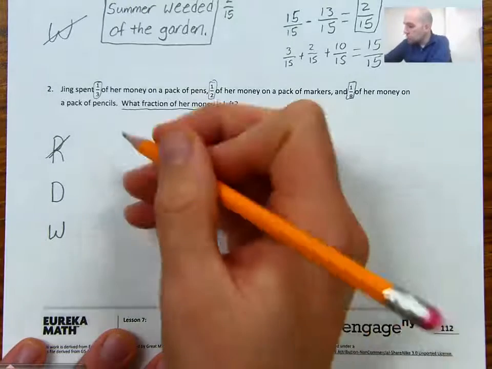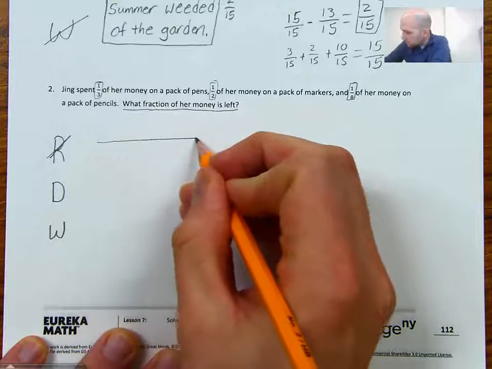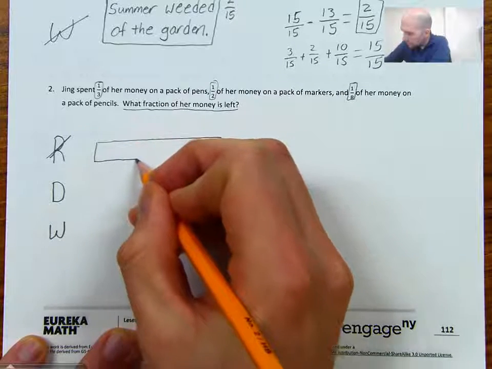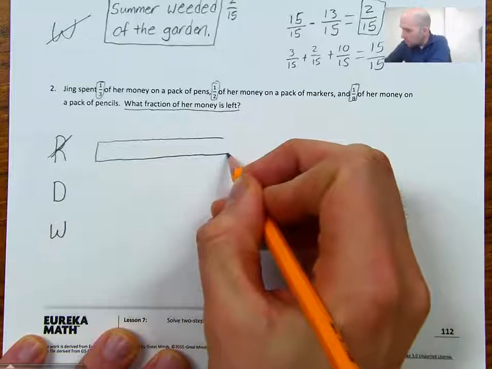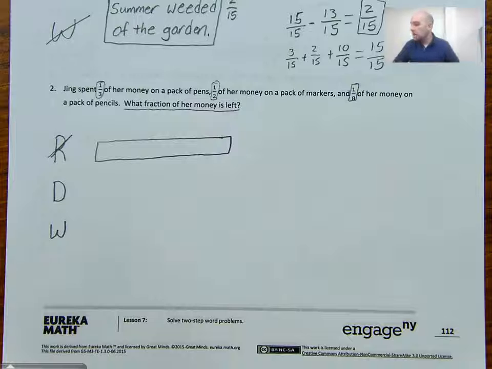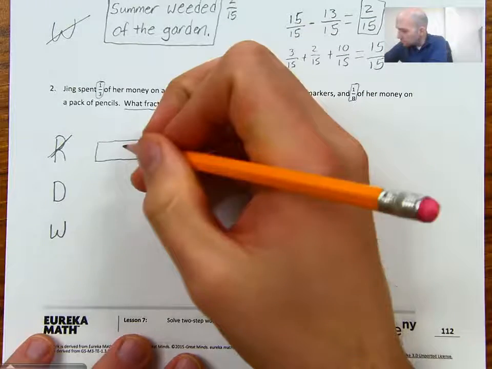So I'm going to just draw a single tape diagram for this one as well, because we don't know the entire dollar amount of that money, but we know that all of her money is going to be represented by one whole, and we're talking about a fraction of that money. So we're going to break up that money into 1/3.